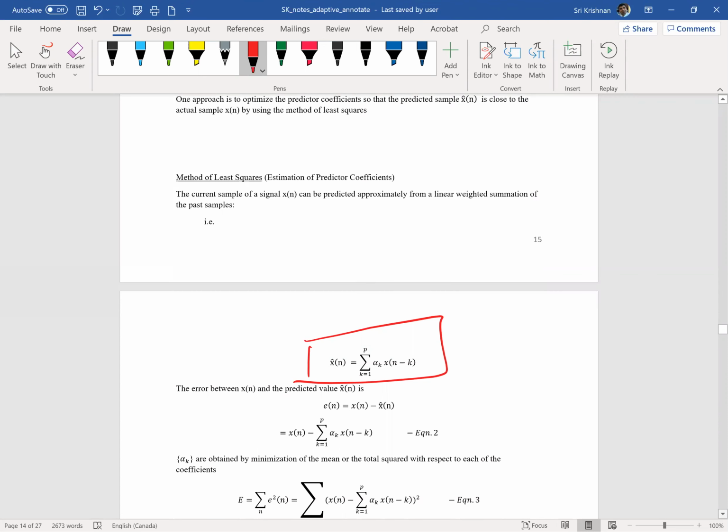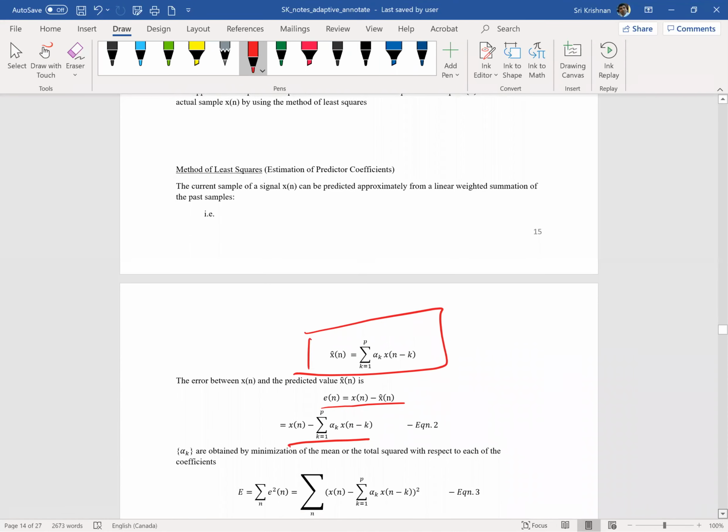Then the error of this filter right now is the difference between x[n] minus x hat[n], which is the output of the filter. Previously, in the case of adaptive filter, we had the desired response minus the output of the filter. Here, as we know, the desired response is x[n], so it's x[n] minus x hat[n]. As simple as that. And expanding that becomes this expression.